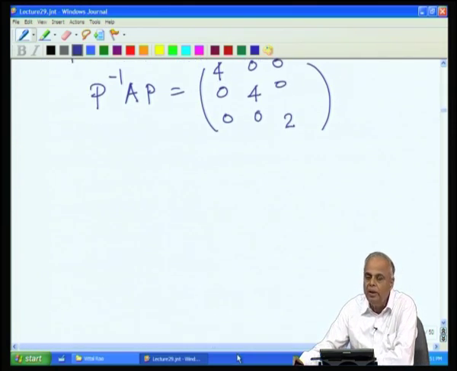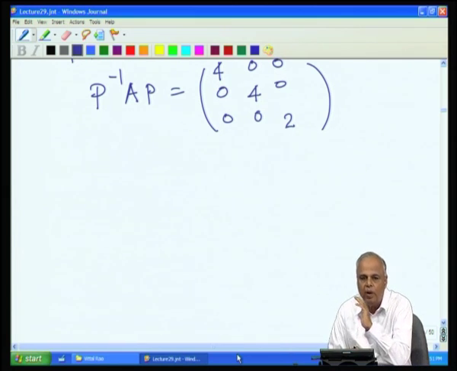So, thus we see that whenever for an n by n matrix we are able to get n eigenpairs lambda 1 phi 1, lambda 2 phi 2, up to lambda n phi n, where lambda 1, lambda 2, lambda n are real numbers, not necessarily distinct as we found in the last example, and the vectors phi 1, phi 2, phi n are linearly independent, then we can diagonalize the matrix. So, again we summarize this.